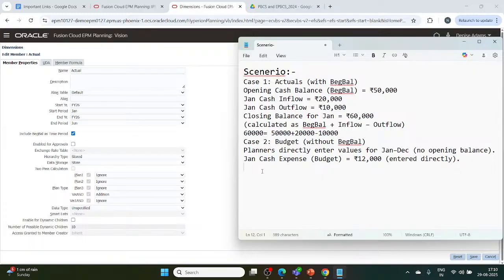Generally, for the data pertaining to the actual scenario, we have to tick mark including beginning balance as a time period. But for the budgeted data or the data which we have to forecast, in that scenario we do not tick mark including beginning balance as a time period. So this is our scenario dimension. This is the example of scenario dimension we have done here.